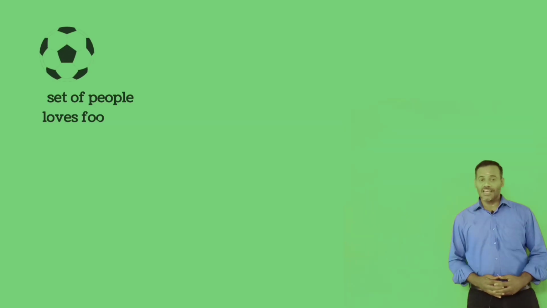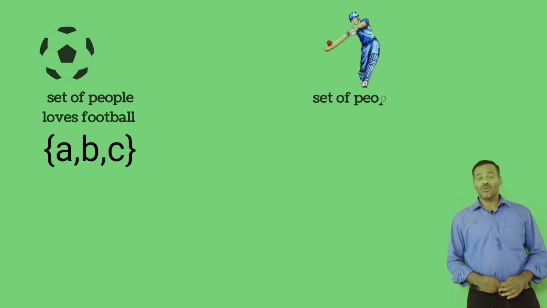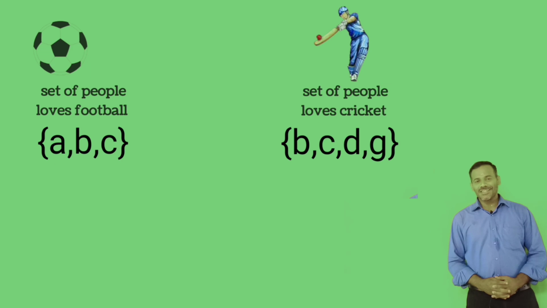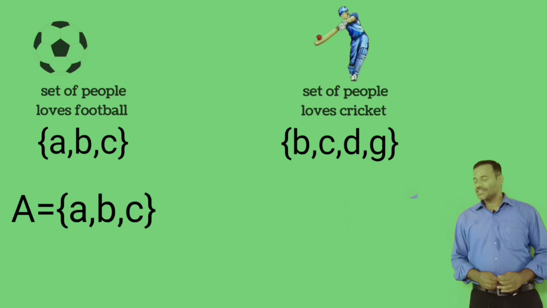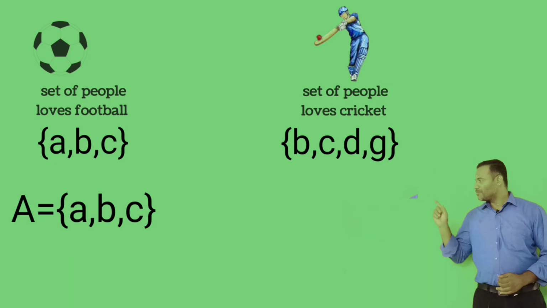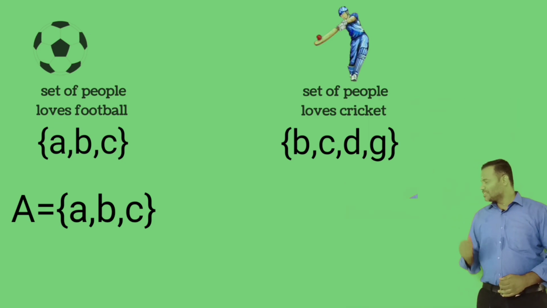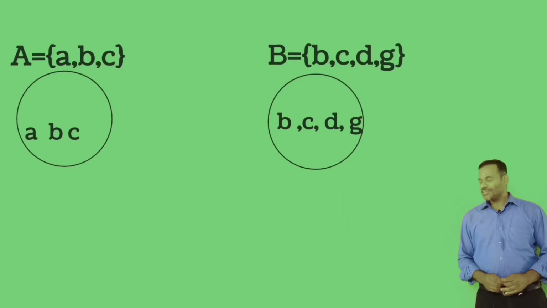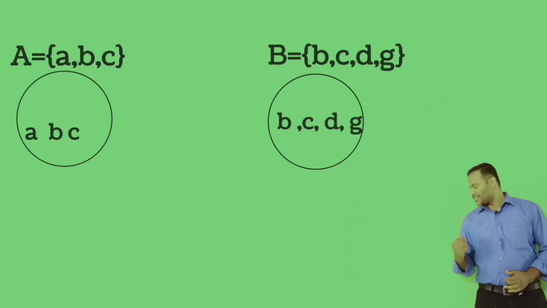To understand the Venn diagram, we are going to take two sets. First, the set of people who love football are A, B and C, and the set of people who love cricket are B, C, D and G. Children, how can we represent this in a Venn diagram? Yes, let A be the set of people who love football, with elements A, B and C, and B be the set of people who love cricket, with elements B, C, D and G. Now children, let us express them in circles. Let us put the elements A, B and C inside the circle A, and similarly put the elements B, C, D and G inside the circle B.